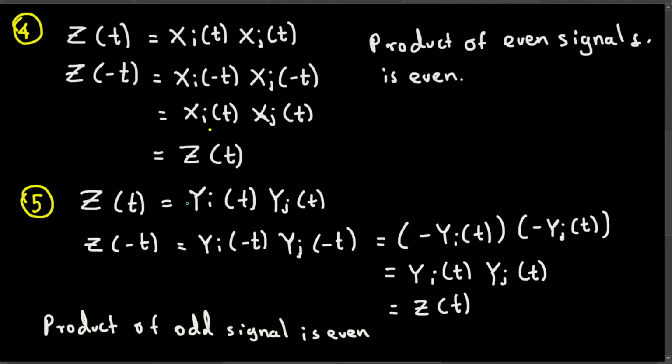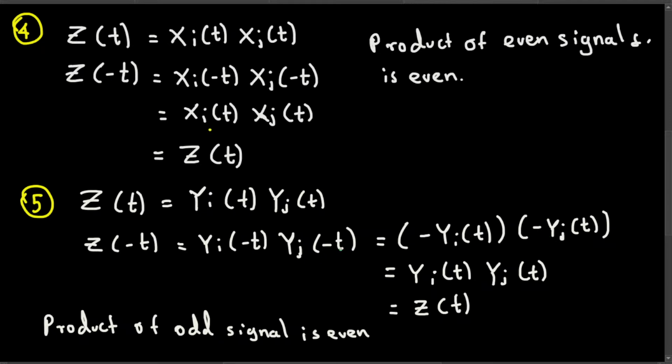Now let's do the fifth one, z of t, yi of t multiplied by yj of t. These two are odd signals, and when you multiply, what do we get? To see that, we are putting negative t instead of t. If you put that, yi of t becomes yi of negative t, yj of t becomes yj of negative t, and for the odd signal, if you substitute yi of negative t, you will get negative yi of t. So that's the one we get right here.